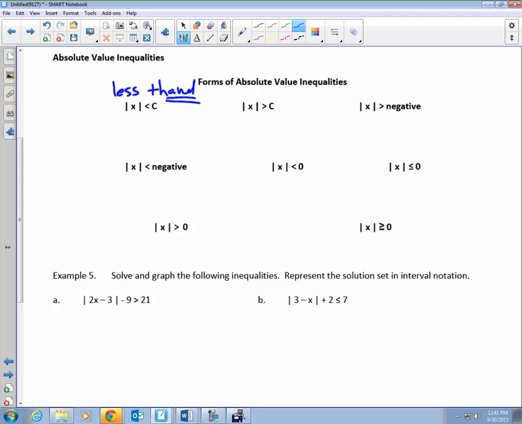If you get an inequality, absolute value, and you see a less than sign, we think less than, and that means it's a conjunction, so your graph should do something like this. If you see an absolute value is greater than something, you would think greater or than. And if it's an or, it's a disjunction and it will go apart.